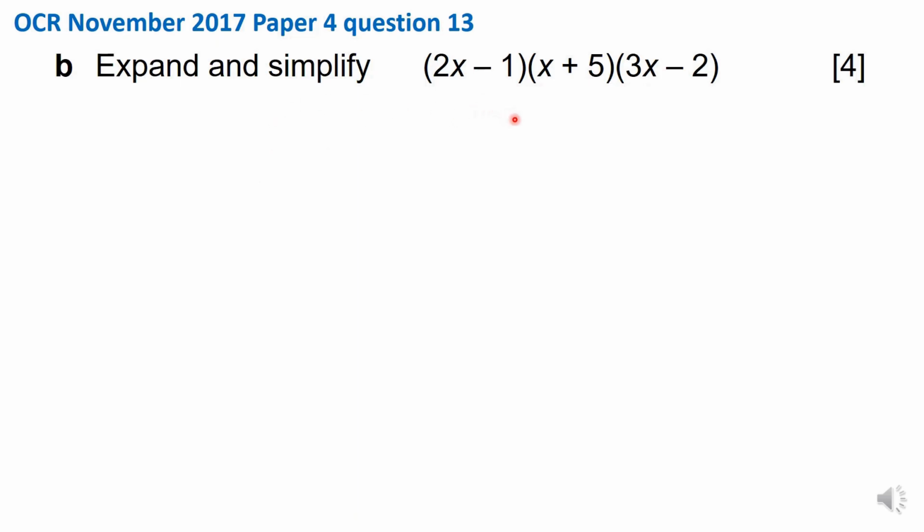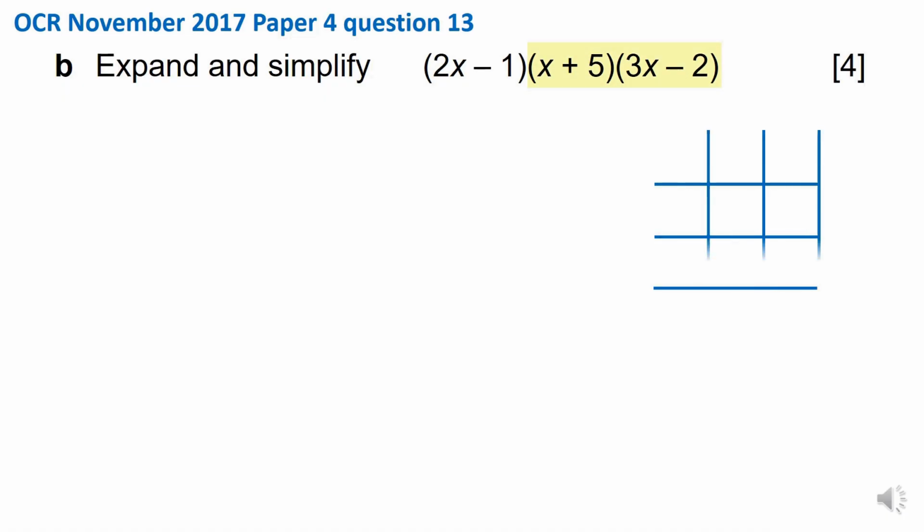When you have triple brackets, it's better to multiply out 2 of the brackets first, simplify, and then multiply by the 3rd bracket. Of course, it doesn't matter which 2 brackets you start with. I will start with these 2, and I will use a grid. So we write out x plus 5, 3x minus 2.